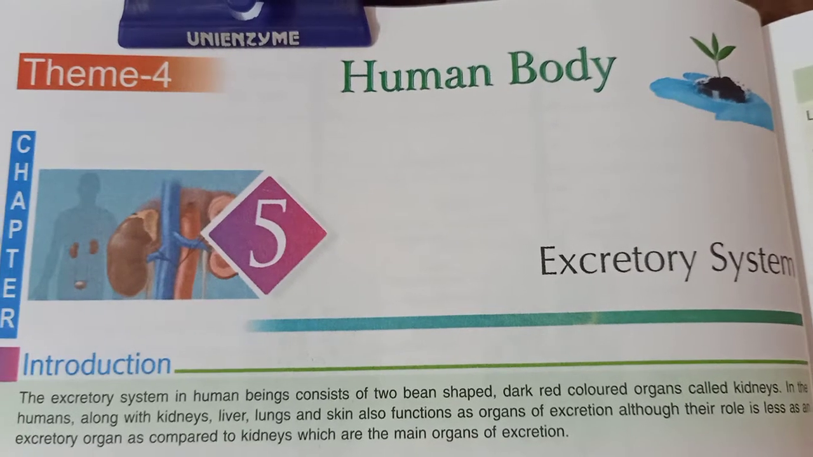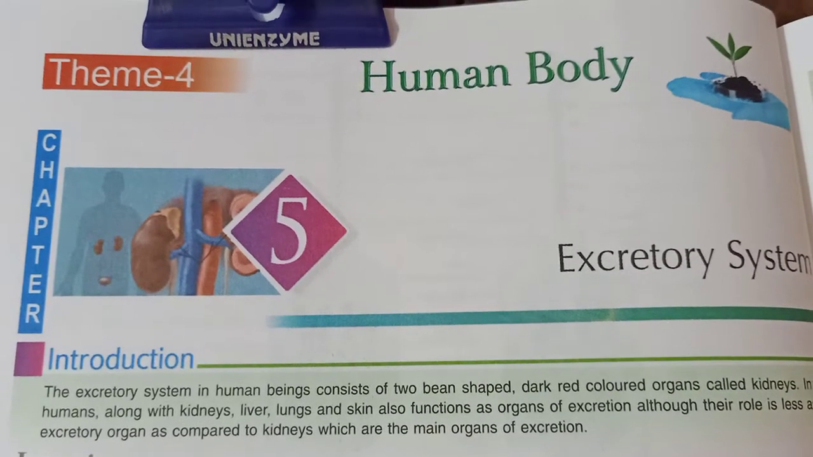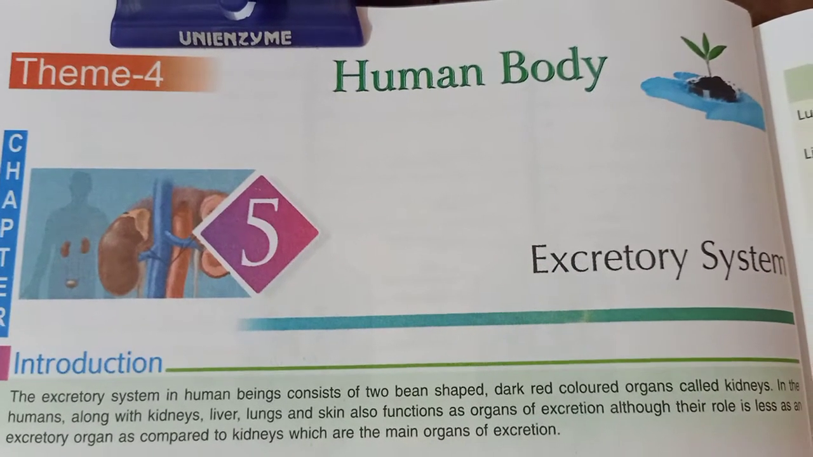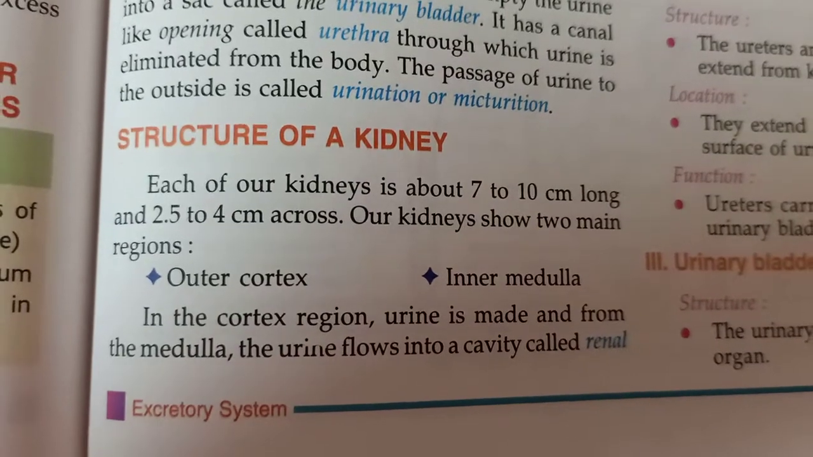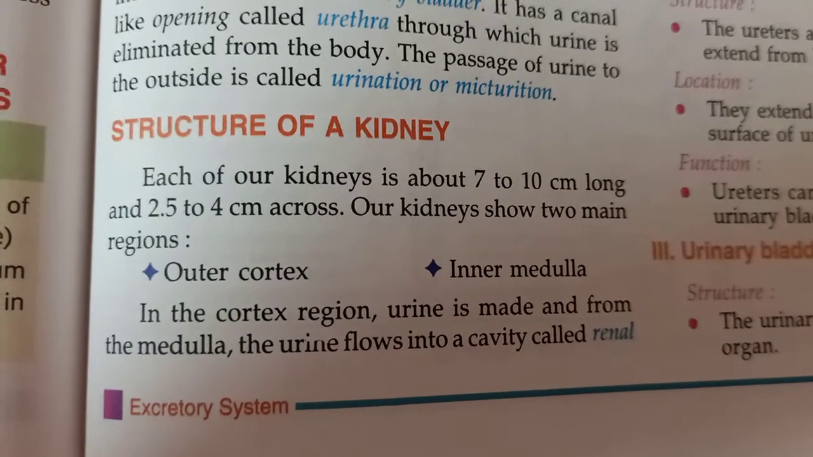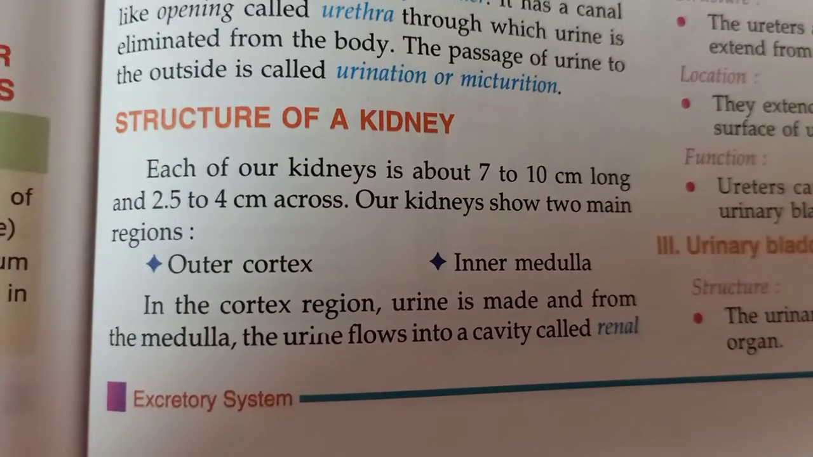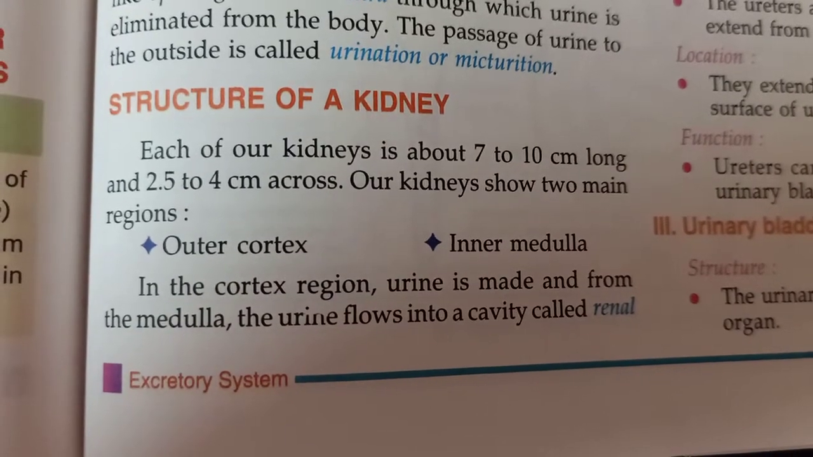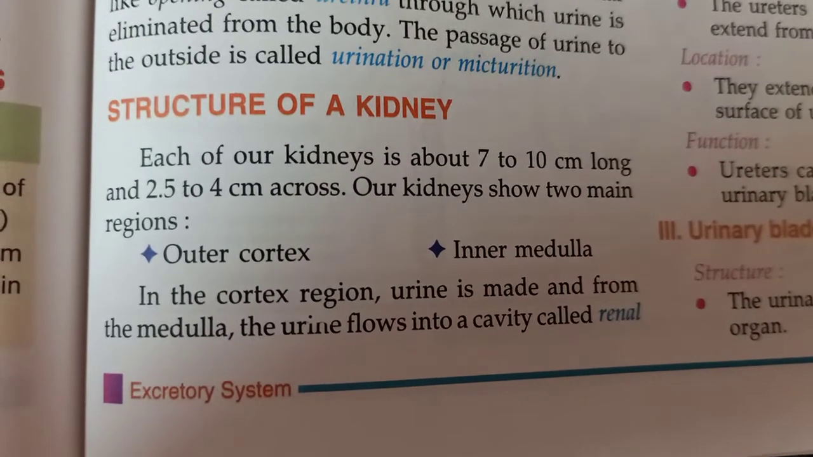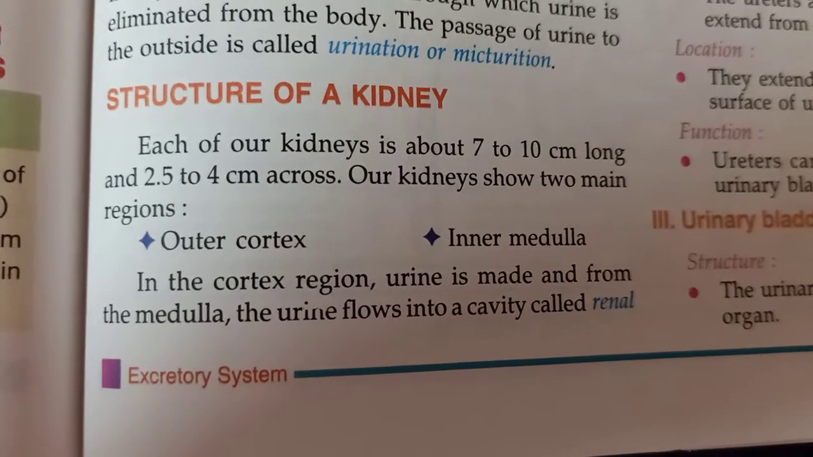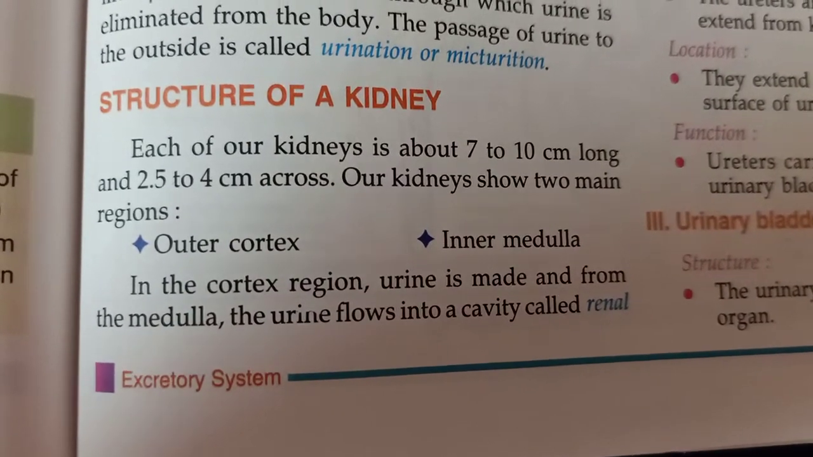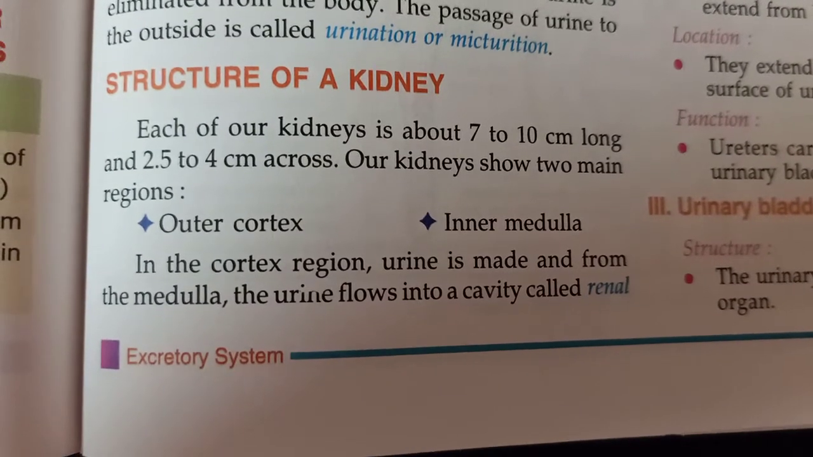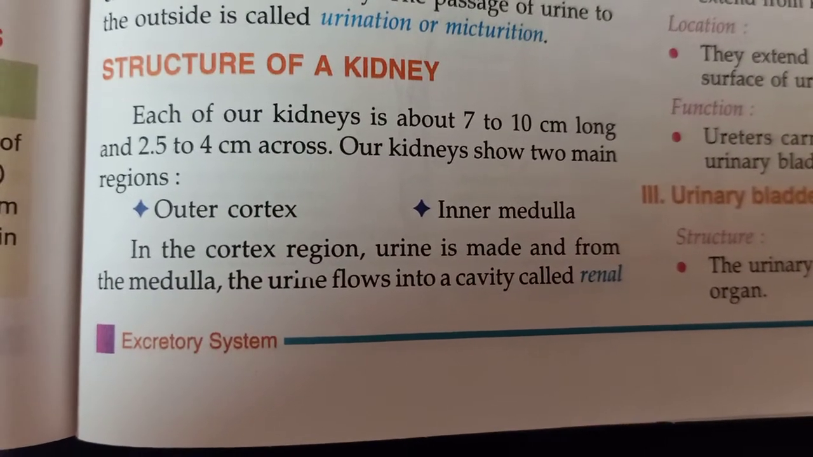Welcome back students in this session, and this is your assignment number 2 of chapter Human Body, the Excretory System. So here we start with the structure of a kidney. Now each of our kidneys is about 7 to 10 centimeter long and 2.5 to 4 centimeter across. Our kidneys show two main regions, outer cortex and inner medulla.